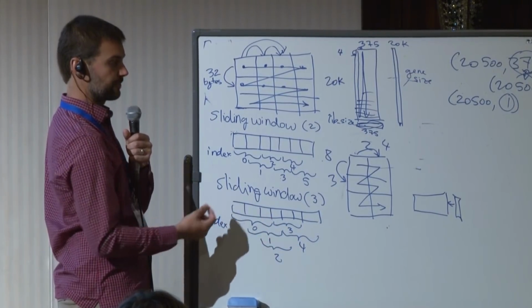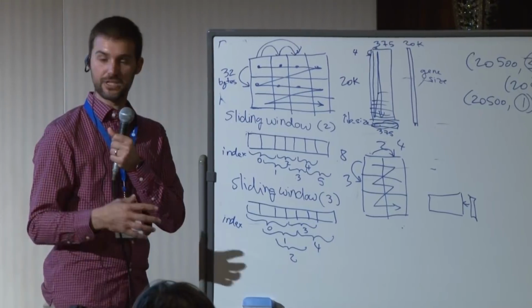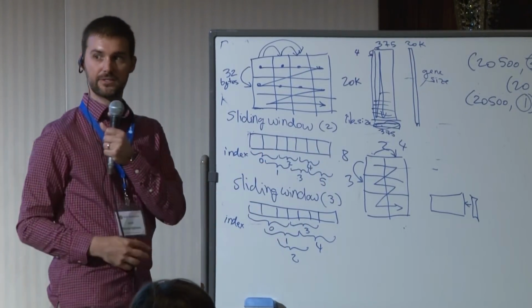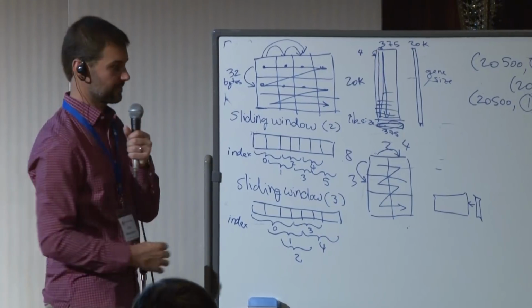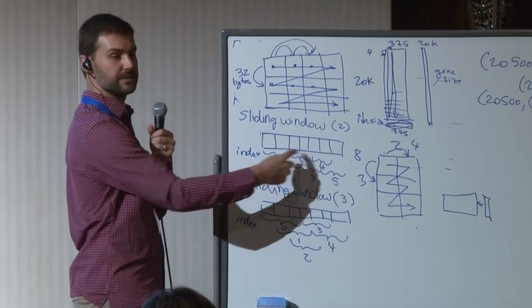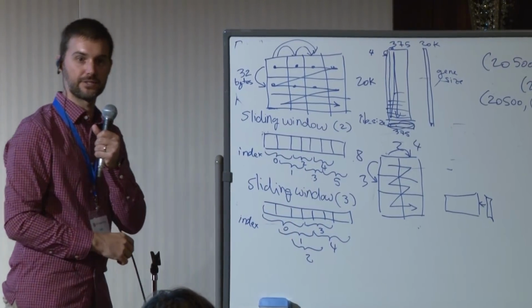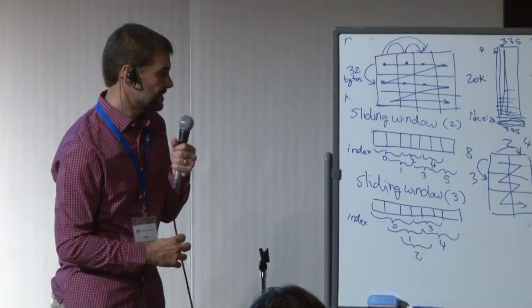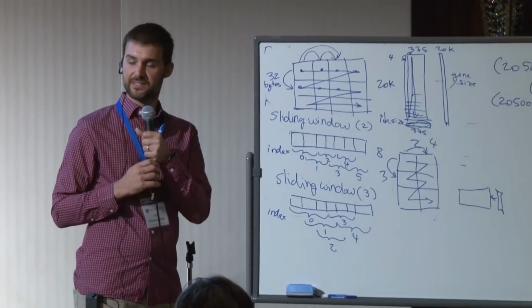So the actual formula for the shape that you get is the original length minus the size of the window plus 1. Here we have 7 minus 2 plus 1 gives us 6 windows. So that's the shape. And the next piece of the puzzle is the strides.